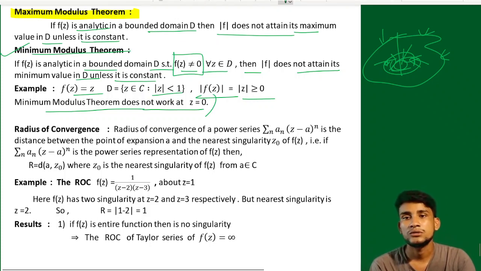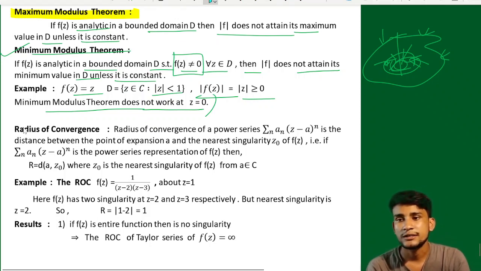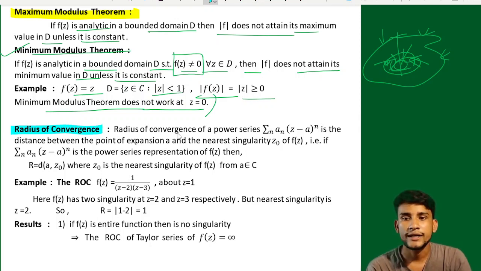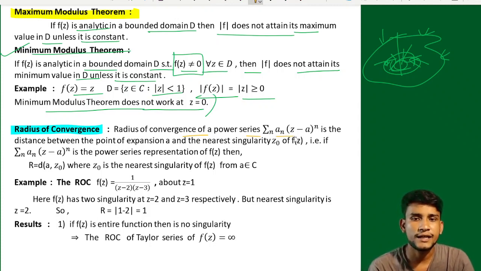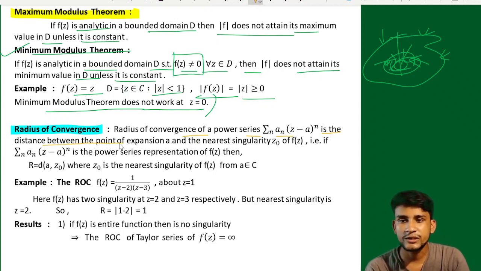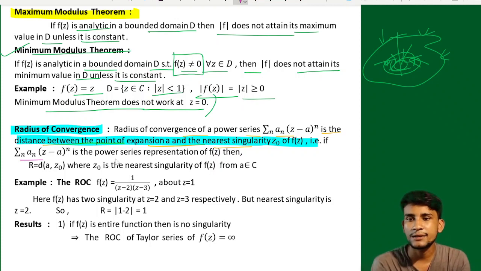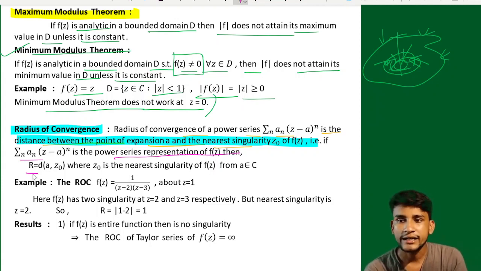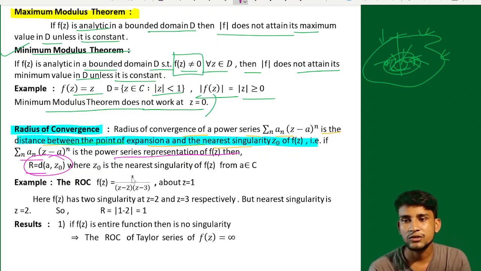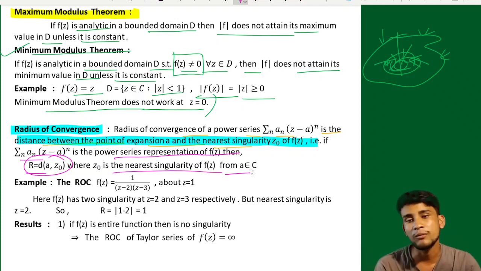Now the next important concept is the radius of convergence. The radius of convergence of a power series, summation a_n (z minus a) power n, is the distance between the point of expansion and the nearest singularity. This is a very important question. That is, if summation a_n (z minus a) power n is the power series representation of f(z), then r equals the distance between a and z0, where z0 is the nearest singularity of f(z) from a belonging to C.